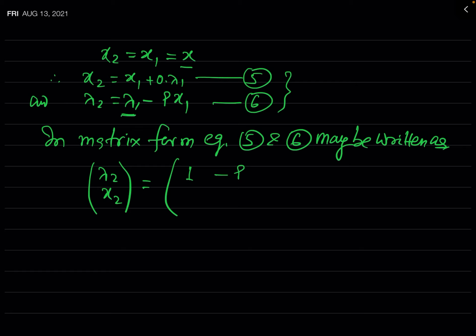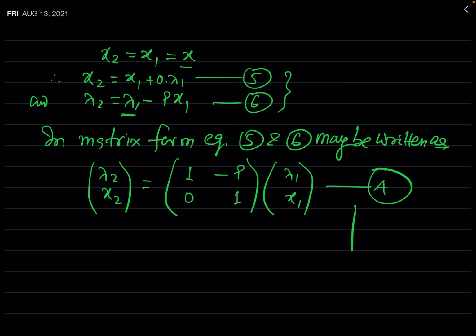And corresponding to equation 5, you can see the coefficient of lambda 1 is 0 and that of x1 is 1. So this is just a 2 by 2 matrix, and this will be operated on lambda 1 x1. You can see this equation. You know the matrix multiplication. So when you find this lambda 2, you can check. This will be 1 into lambda 2.